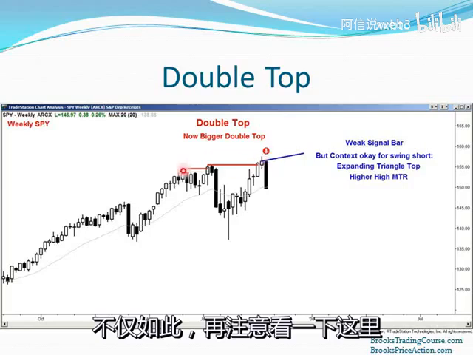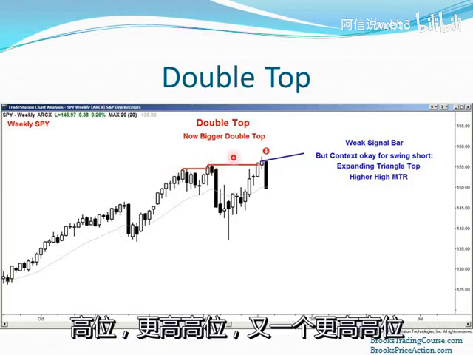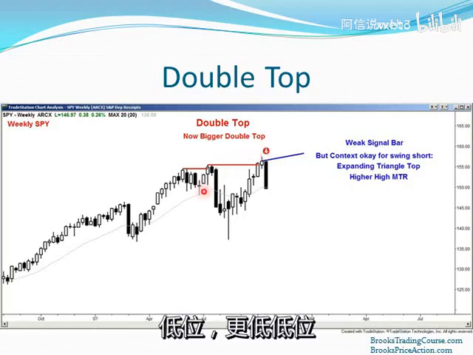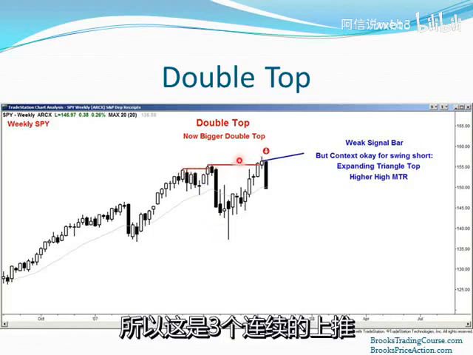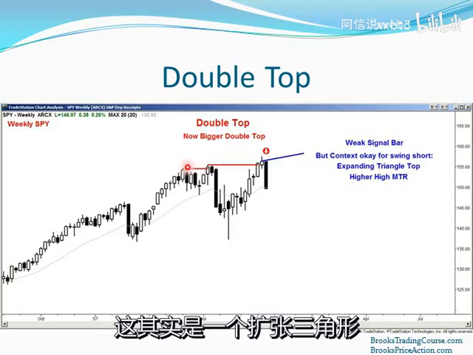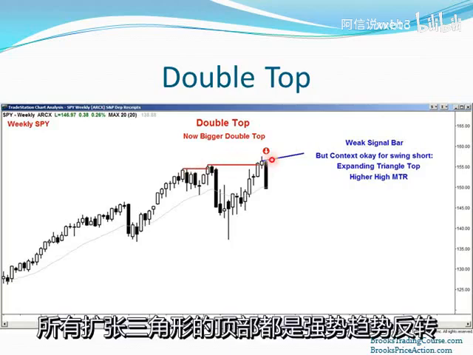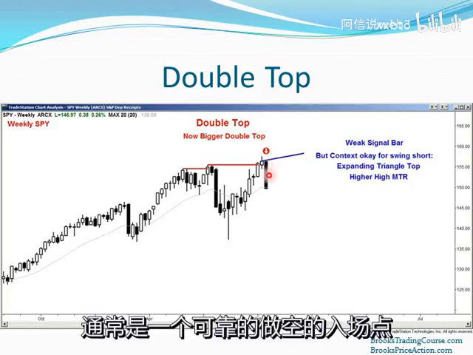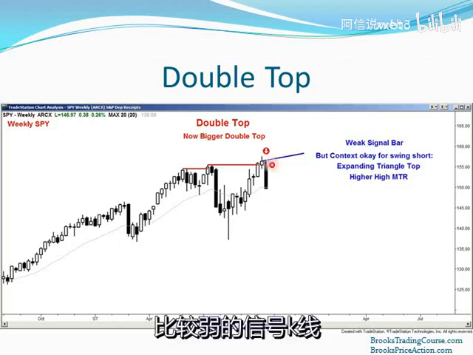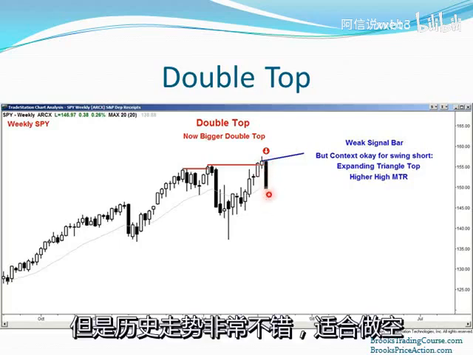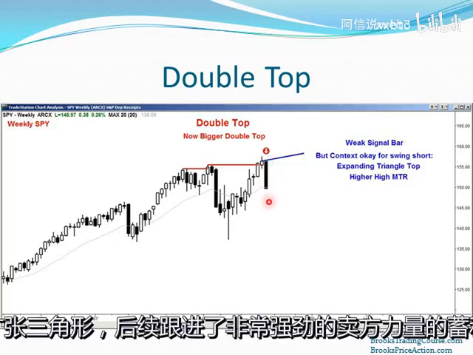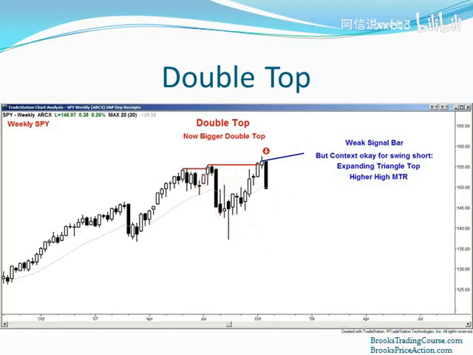Not only that, look what happened here. We have a high, a higher high, and a higher high. We have a low and a lower low. So 3 pushes up. This is an expanding triangle, and every expanding triangle top is a major trend reversal, and usually a reasonable short. A weak signal bar, but the context is good for a short, an expanding triangle following very strong selling pressure.